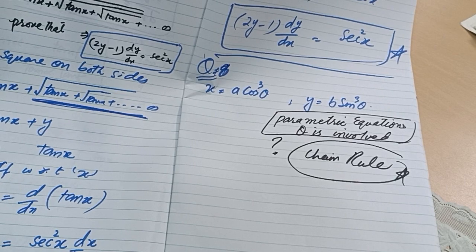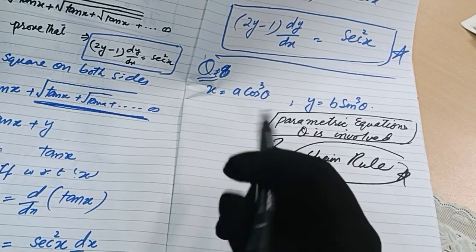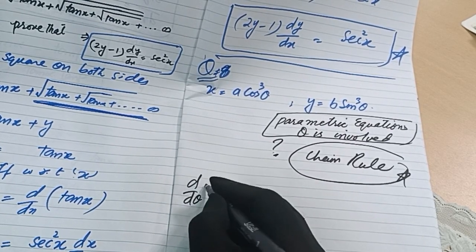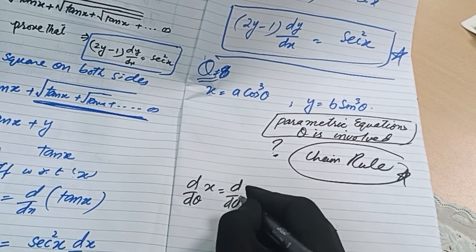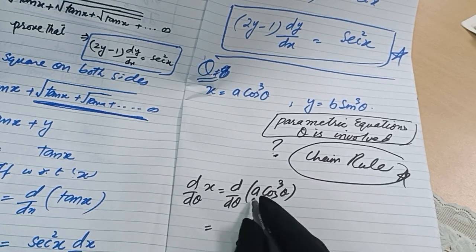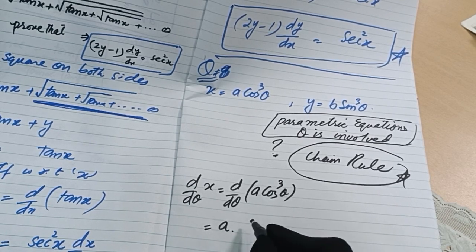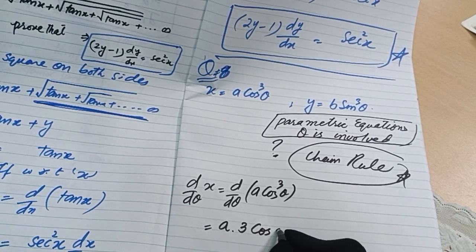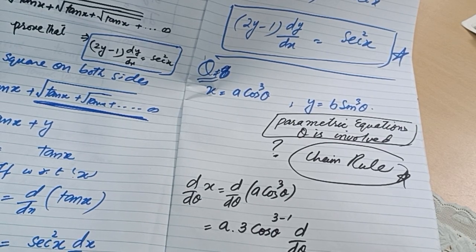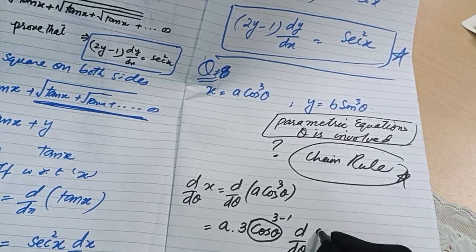Now, this will be differentiated with respect to theta. This will be differentiated with respect to theta. Let me take this one first. d by d theta on this function, a cos cube theta. Good. a is a coefficient. Apply the power rule on this: power times cos to the power minus 1, and the derivative of the angle theta.